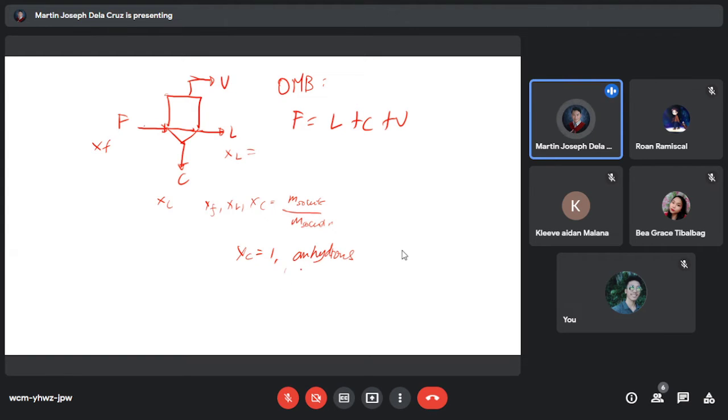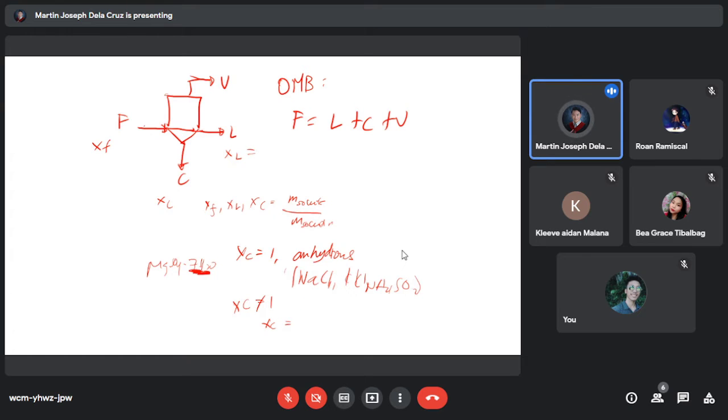So, example ng anhydrous natin is your NaCl, your KCl, and NH4SO2. Okay? So, and then XC is pwede siya maging hindi equal sa 1. So, XC natin, ito yung mga may water class. No? For example, you have your magnesium sulfate tapos 7H2O, mga ganyan. Yung mga times 7H2O, mga ganyan class.